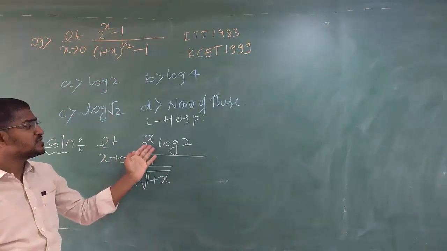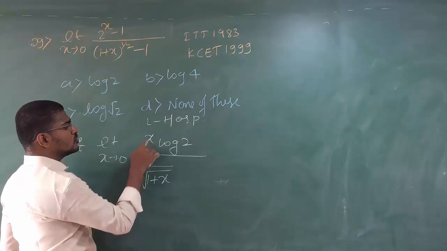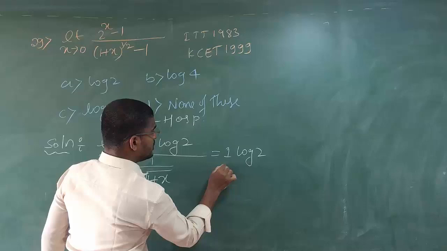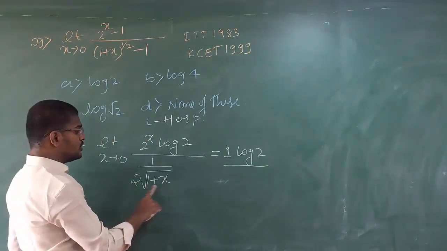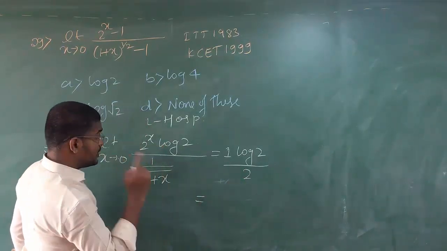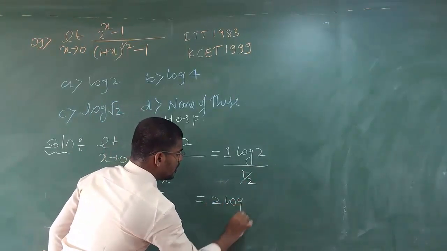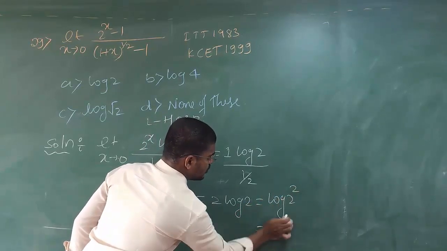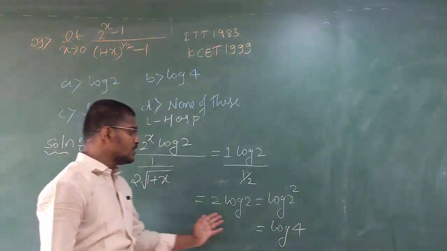A raised to x is a raised to x into log a. X is going to what? 0. Write 0 here. 2 to the power of 0 is 1. Log 2 divided by, write 0 here. 0 means 1 plus 0, 1. 2 into 1 it will be 2. So it will be 2 into log 2, that is log 2 to the power of 2, and it will be equal to log 4. Clear?